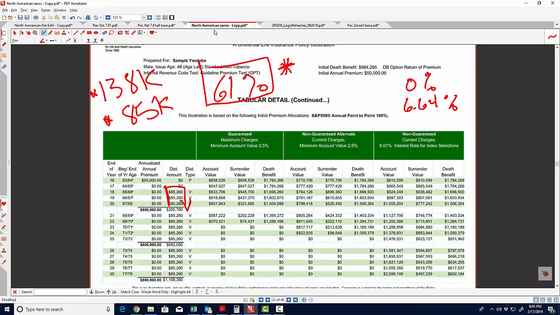So I hope that just goes to show you that it is critically important that you have a properly structured policy. Why? Because there are going to be years where you do not get a return. That's just a fact of life. And if you have a policy that's structured the right way, it's going to be able to withstand those 0% years. If you have a policy that is not structured the right way, it is going to crumble and crumble quickly.